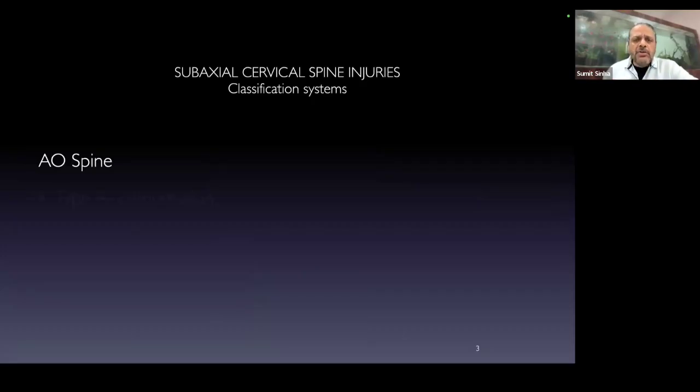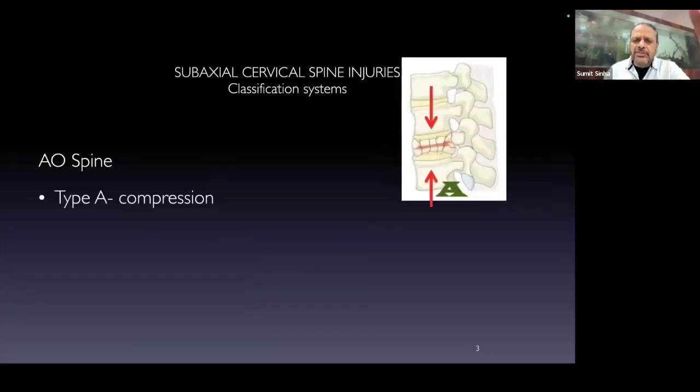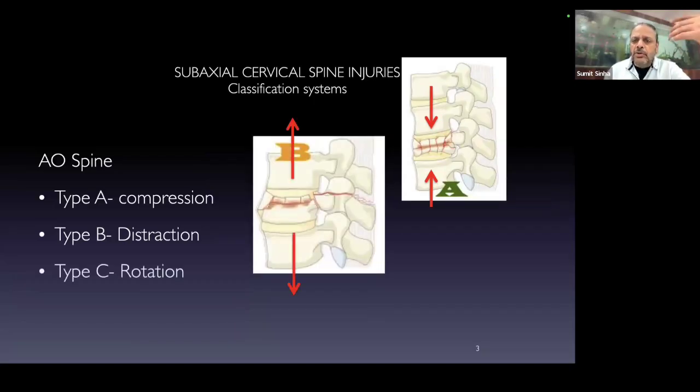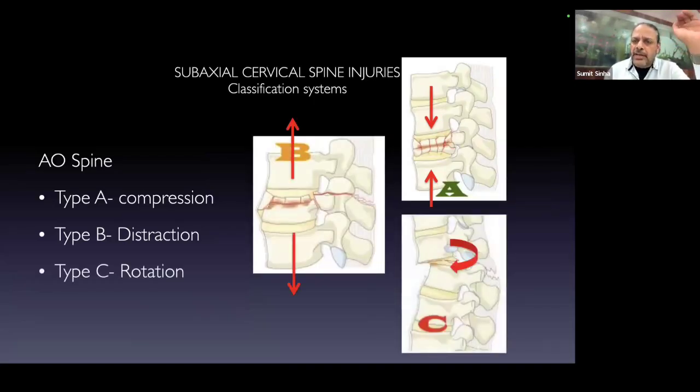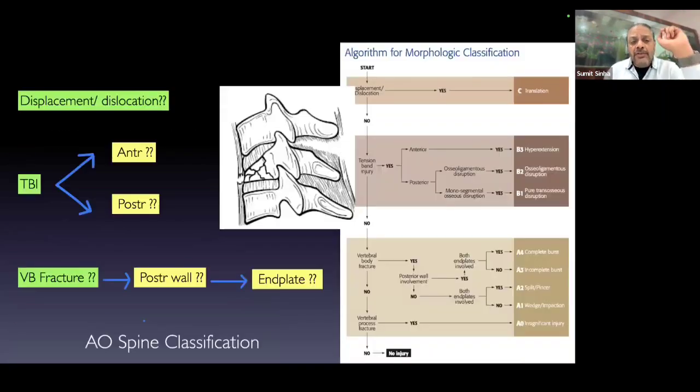So with this background, the AO spine classification, I already discussed compression. There are three types of injury patterns: compression, distraction, and rotation. As you can see in this popular diagram, which has been shown already, I will not like to go into the details, but what I would like to go into the detail about this AO classification is, whenever you see an X-ray of any patient with this trauma, you have to answer three questions seeing that X-ray. Question number one, whether there is a displacement or a dislocation of the vertebral body with respect to the other vertebral body.